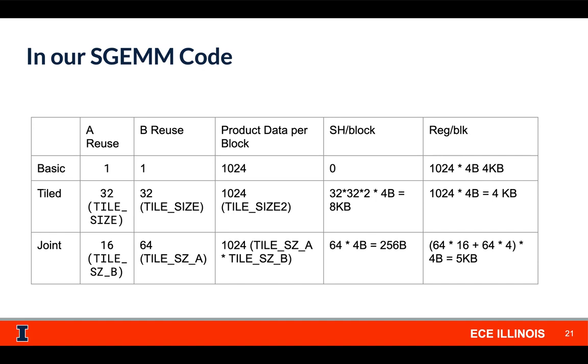And then so now we can see the joint tile. The joint is kind of a mix between the two. It uses more registers because it stores parts of the A matrix in registers. But it uses some shared memory because it stores parts of the B matrix, but it doesn't use a lot of shared memory per block. And the blocks are smaller to produce the same amount of product data because each thread in the block produces multiple outputs. So we only need a block of 64 threads to produce 1024 product values.